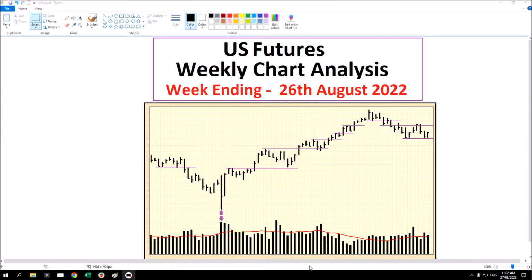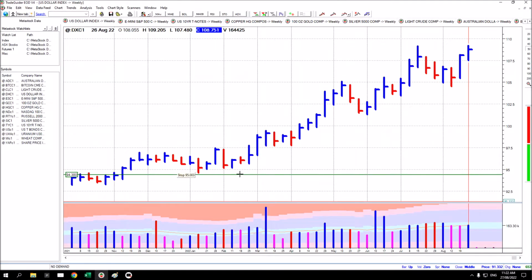This is the US Futures weekly chart analysis for the week ending 26th of August 2022. The first chart, as always, is the US dollar index futures. And a quick bit of history on this. Some supply was drawn out on this bar here. In response, the market came back to challenge the sellers. You can see that the breakout line was here. This is where price broke out.